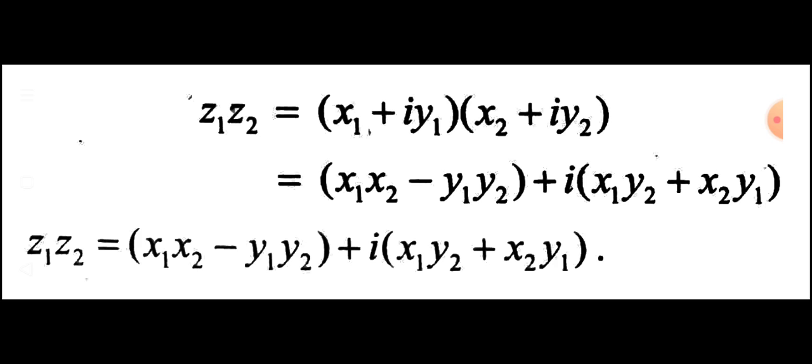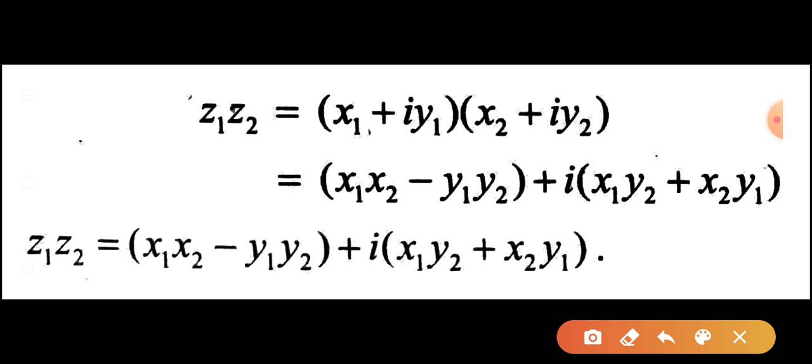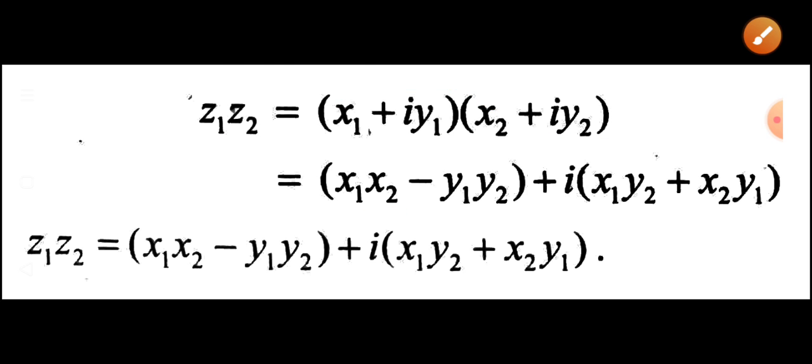Next, multiplication of two complex numbers, that is z1 into z2. z1 is what? x1 plus iy1. z2 is x2 plus iy2. Now we are going to multiply these two complex numbers. How do you multiply? It's very simple. Ordinary multiplication is here. Okay, x1 into x2. Here we write x1 into x2.